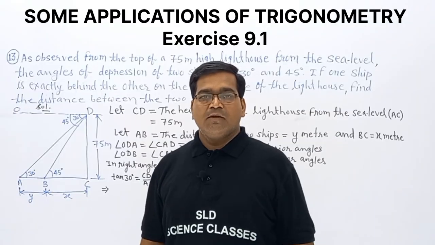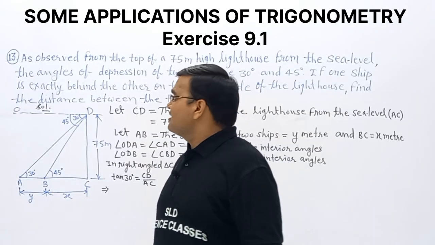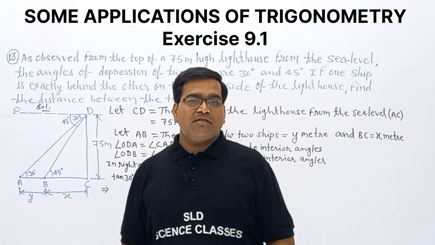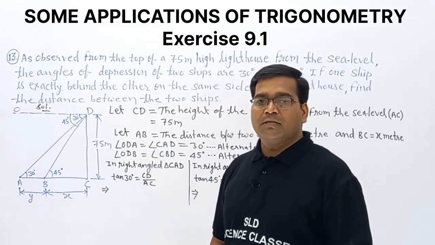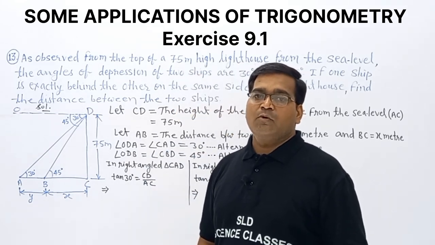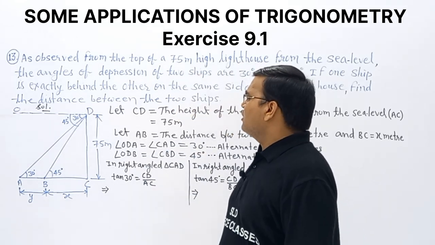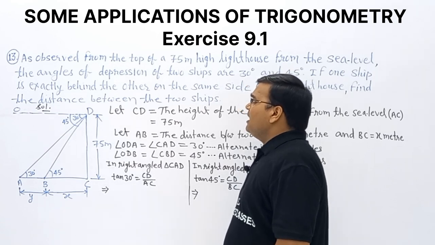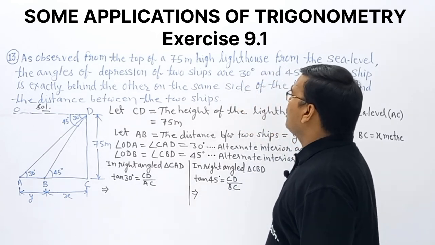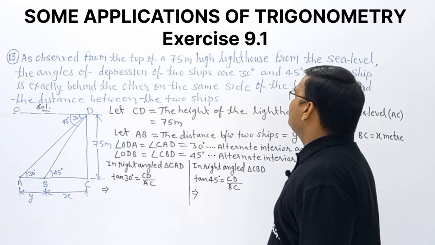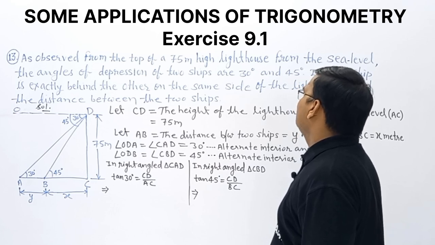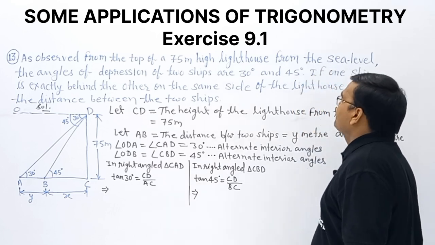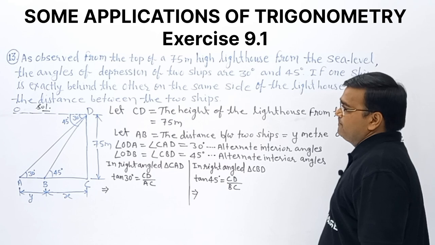In this class, we will discuss question number 13, exercise 9.1, some applications of trigonometry. So what about this question? The angle of depression is observed from the top of a 75-meter high lighthouse from the sea level.